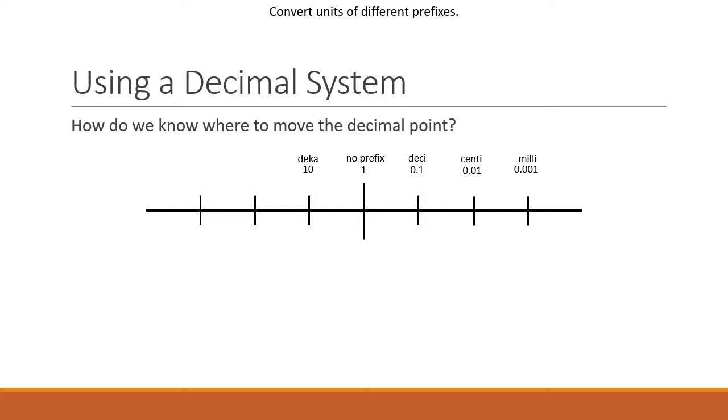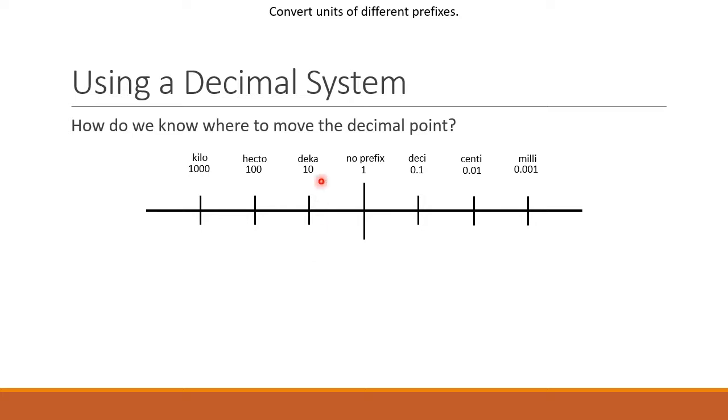So 10. So notice now I'm getting bigger than 1. If I go to the right, I'm getting smaller than 1: 1/10th, 1/100th, etc. If I go to the left, I'm getting bigger. So I'm going from 1 to 10. And the prefix for 10 is deca. And then if I go one more to the left, it's hecto, which means 100. And then going to the left one more place is kilo, that is 1,000.